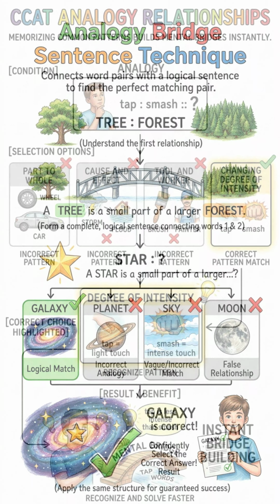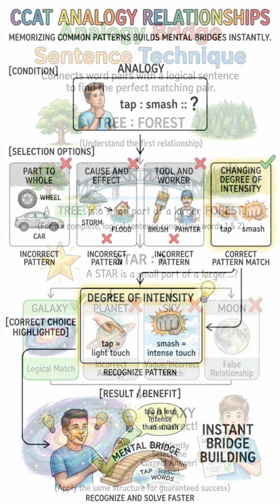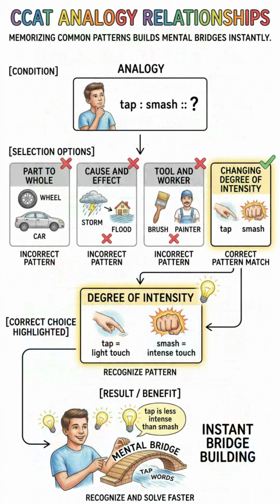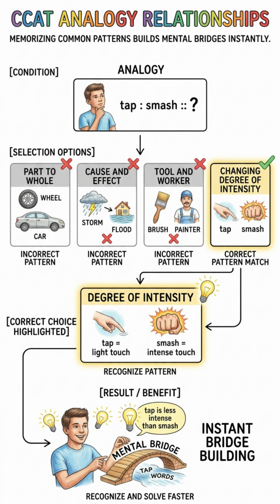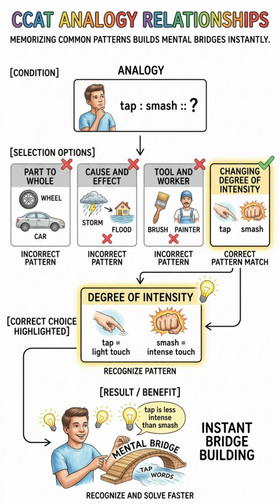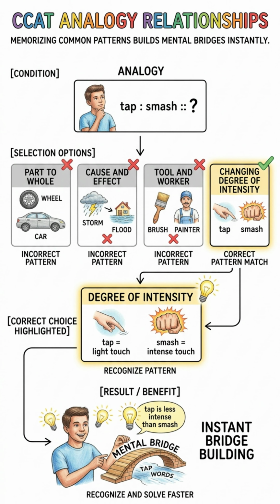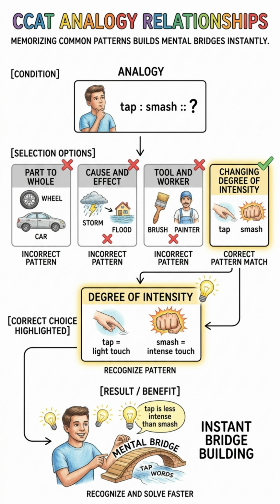To build your bridge sentences even faster, it helps to memorize the most common relationship categories used on the CCAT. Test makers reuse the same few analogy patterns over and over again. These include part to whole, cause and effect, a tool and the worker who uses it, or a changing degree of intensity. For instance, a tap is a light touch, while a smash is an intense touch, which represents the degree of intensity pattern. Recognizing these standard categories allows you to build your mental bridge instantly.